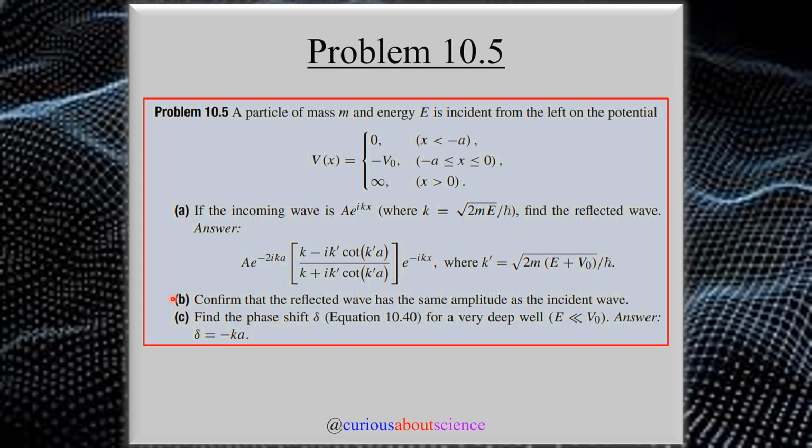Part B. Confirm that the reflected wave has the same amplitude as the incident wave. This is a really important result, so keep that in mind. And then C. Find the phase shift from equation 10.40 for a very deep well, i.e. E much less than V₀, and gives the answer.